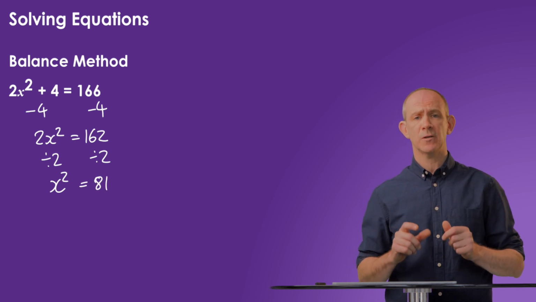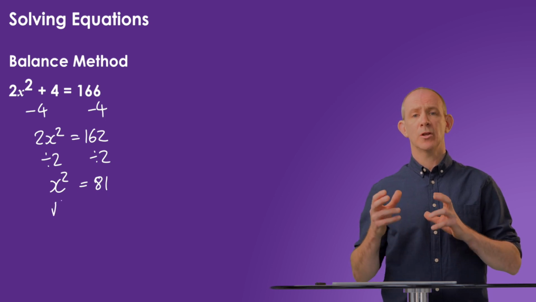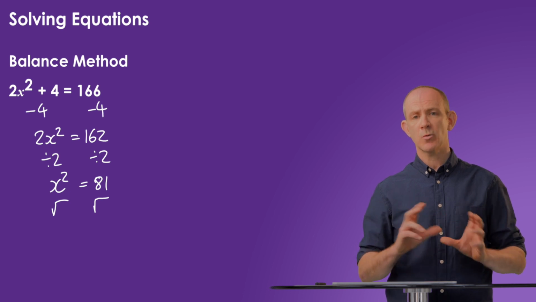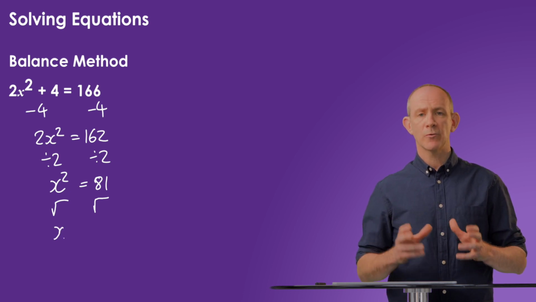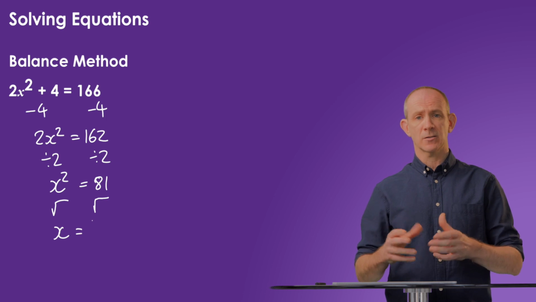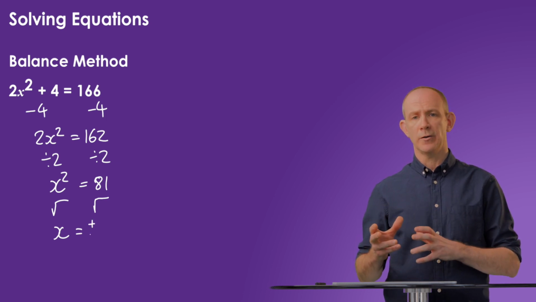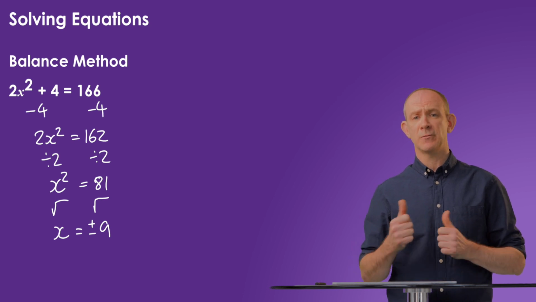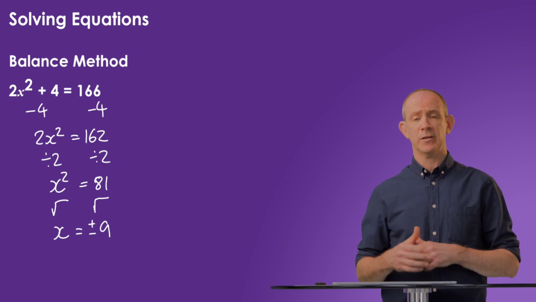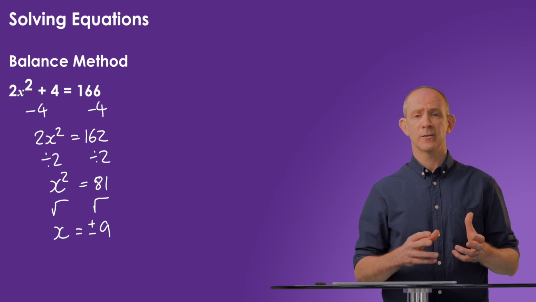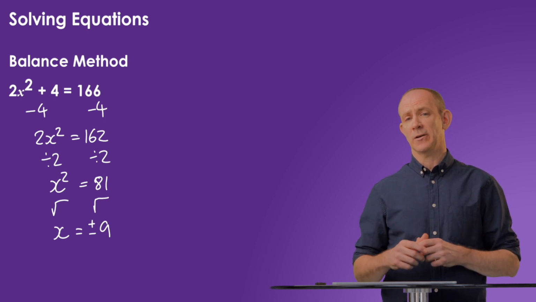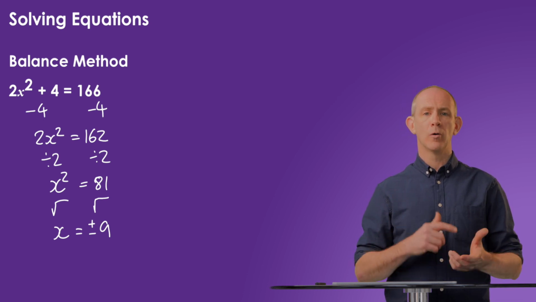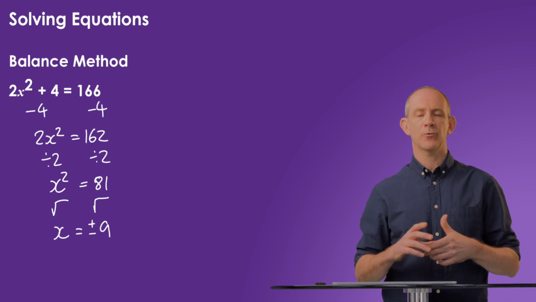Now, as you've seen in previous videos, we've talked about the opposite of squaring something is to square root it. So we're going to square root both sides. The square root of x squared is just x. The square root of 81 is going to be 9, but the answer can be either positive 9, because positive 9 times positive 9 gives 81, or negative 9. So it could be negative 9 times negative 9 gives us 81. So we write this as x equals plus or minus 9. Either of those could be our answer.